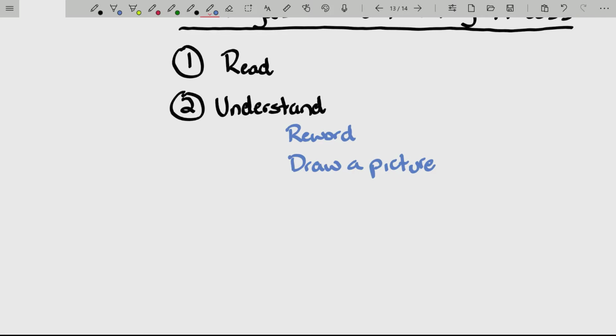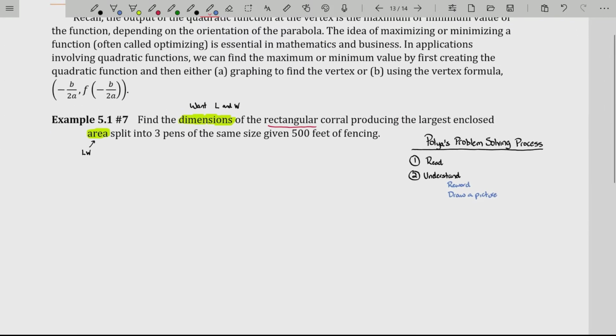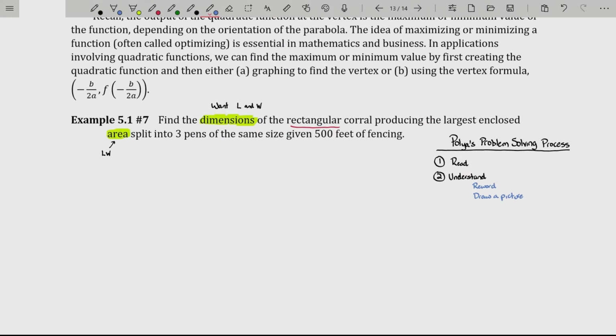And drawing a picture, actually, that's what I'm going to do right now, because this deserves a picture. You can see that that is a rectangular corral. A corral is just an area, rectangular area.